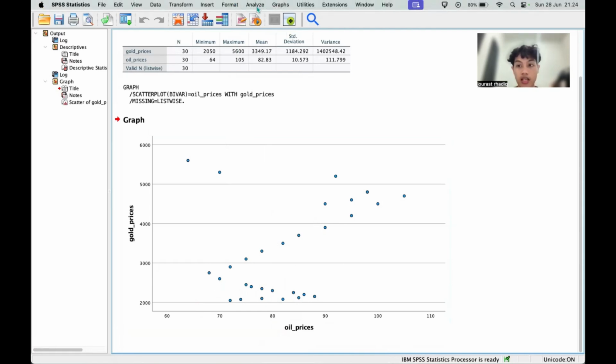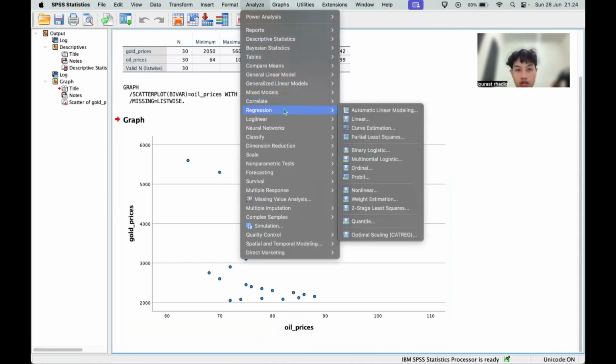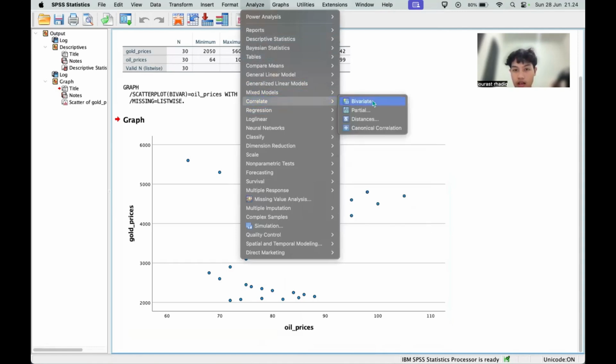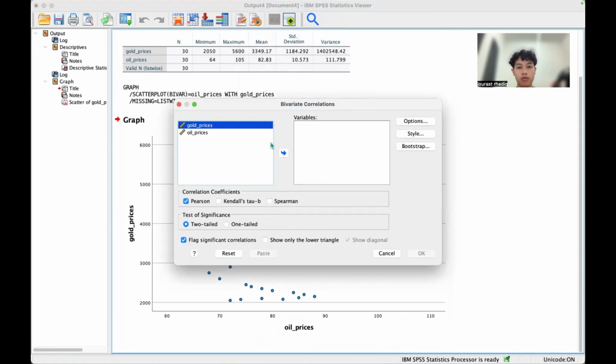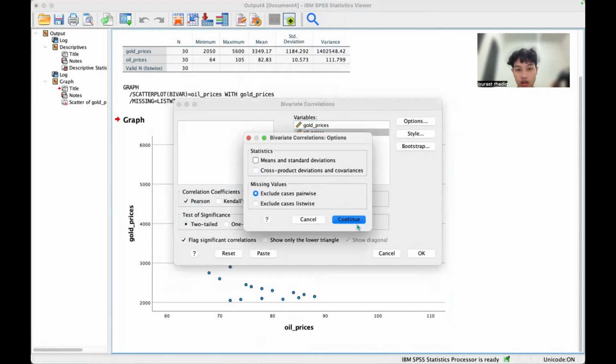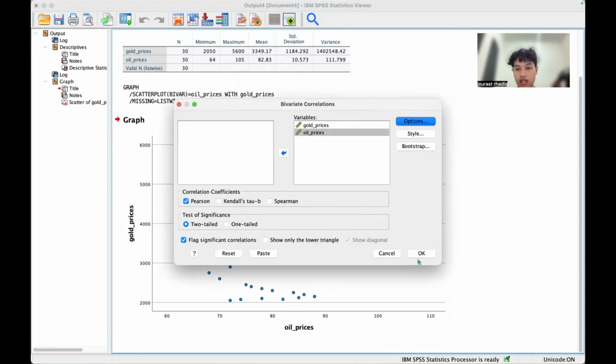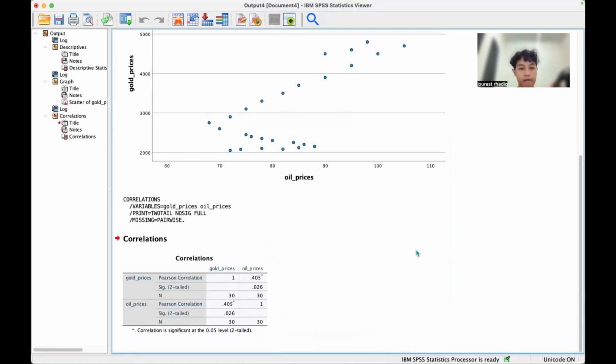Next one, we're going to do Pearson correlation. What we're going to do is first analyze and then choose correlate and bivariate. I'm going to put all of those to the variables box and make sure you check Pearson and two-tailed. For this one, you leave the rest as it is and press OK. Here we have the Pearson correlation, which is 0.405, which is positive, meaning they have a positive correlation between the gold prices and oil prices.